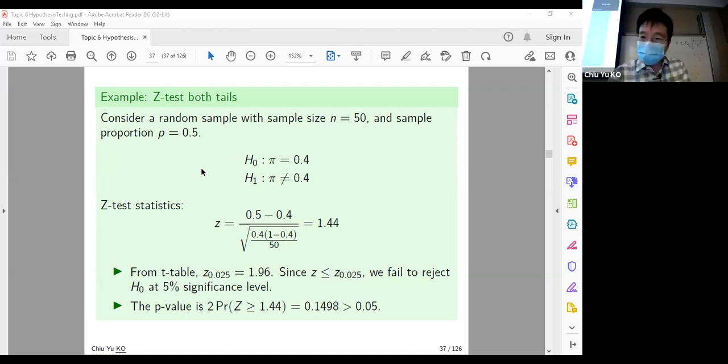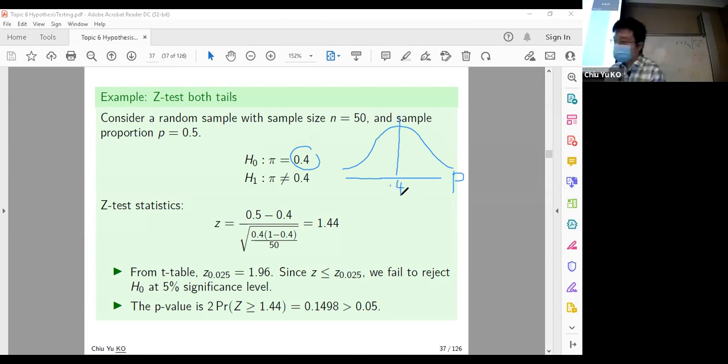Remember, this is normal, supposed to be a bell shape. And under the null, this is 0.4. It's a two-tail test, so if it's too big or too small, then you reject. What the data tells you is actually that it's 0.5.